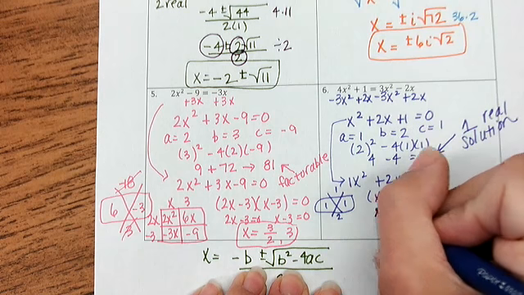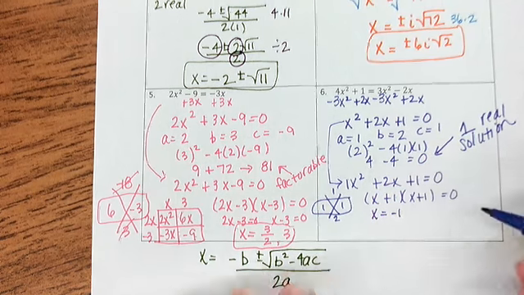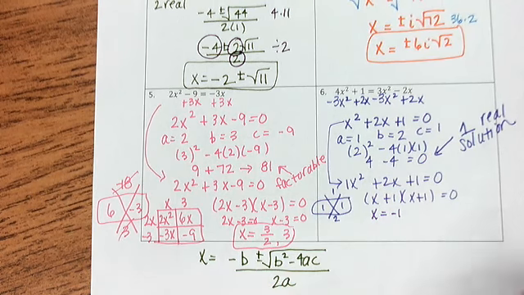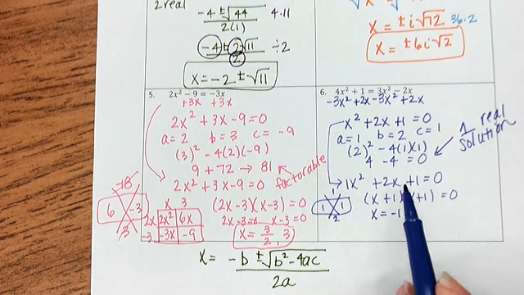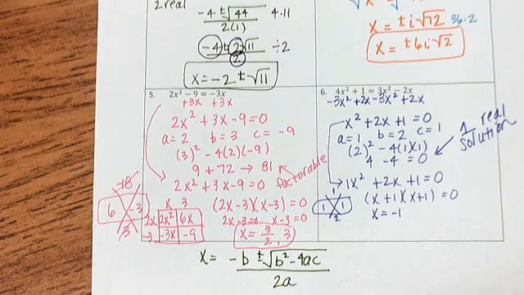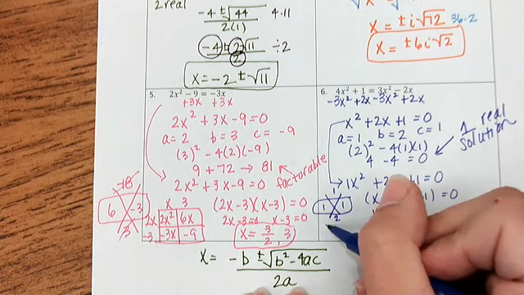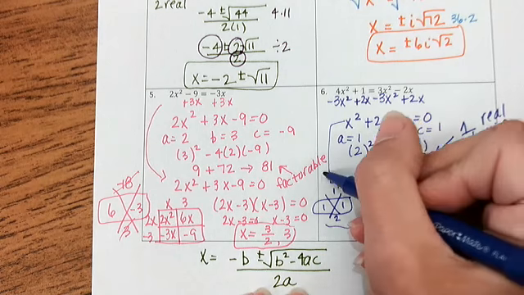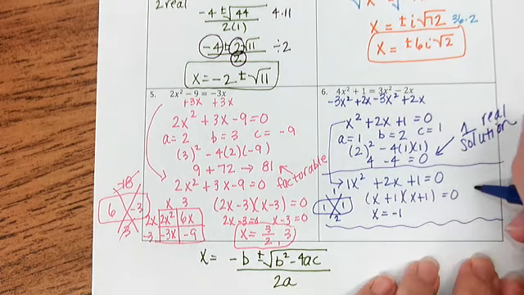So here the answer is x equals -1 and x equals -1. I get that answer twice, but it's one answer that occurs twice. This means the vertex is on the x-axis. So here is my one real solution by factoring. Okay, so here I did factoring.